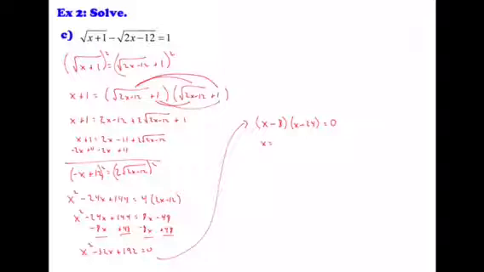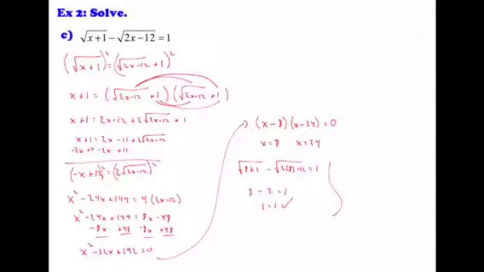And then you get 2 possible solutions. x equals 8 and x equals 24. And you have to plug those back in to check to see if they work. So for example, you got the square root of 8 plus 1 minus the square root of 2 times 8 minus 12 should equal 1. So the square root of 9 is 3. 16 minus 12 is 4. So the square root of 4 is 2. So 1 is equal to 1. So x equals 8 works.